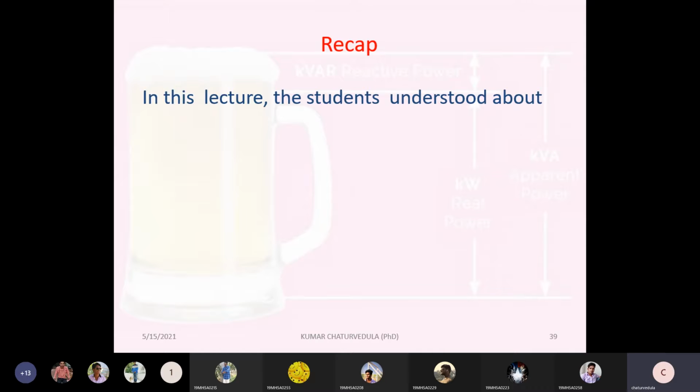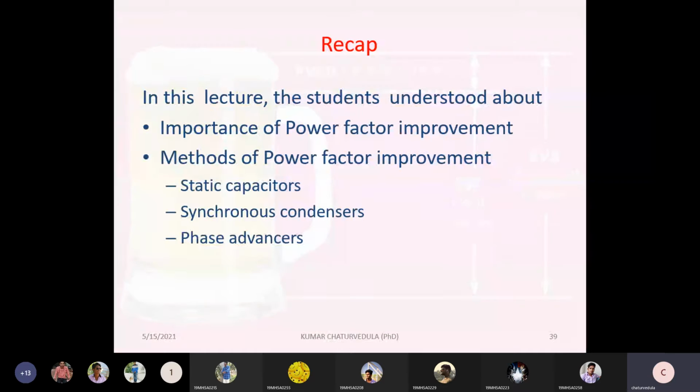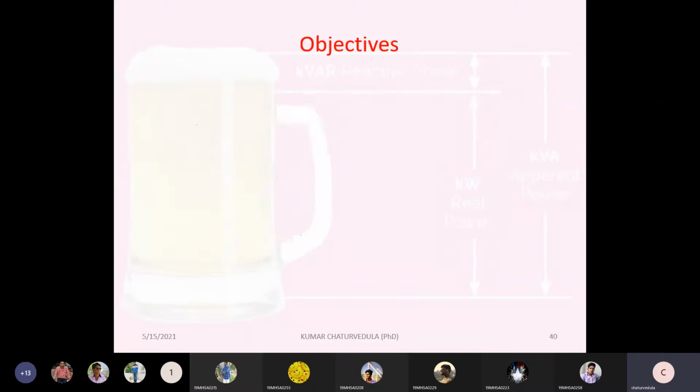In the previous lecture, we understood the importance of power factor improvement methods for linear loads using static capacitors, synchronous condensers, and phase advancers. We have seen the advantages and comparisons of static capacitors with the synchronous condenser, and we have also seen when phase advancers are going to be used.